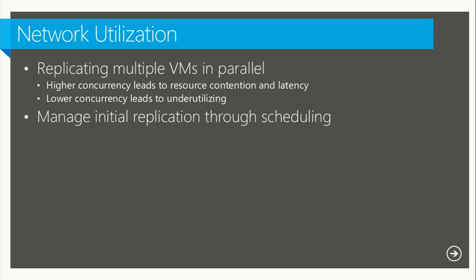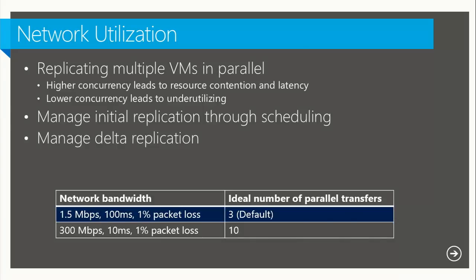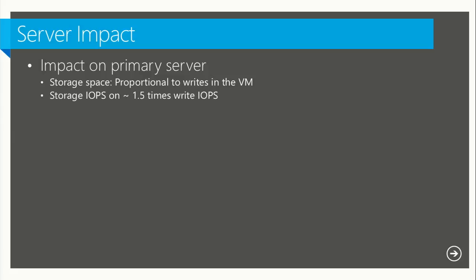How do you do that? Unfortunately, only one way. Go to the registry and change it over there. There you can say how many. By default, it's 3. And if you look at the numbers, then we see that if you have 1.5 Mbps, 3 is ideal. If you have 300 Mbps between your two sites, you can do 10. And then you can start calculating again how many you want to do in parallel.